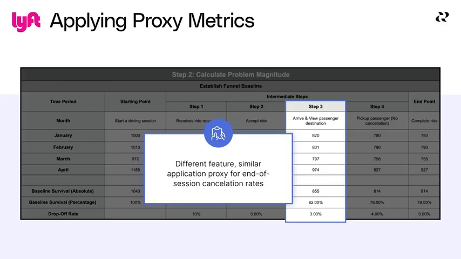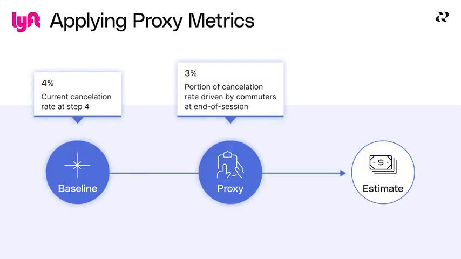Step 3 in the Lyft driver funnel, Arrive and View Passenger Destination, was actually a recently developed feature. This feature showed drivers the destination of their passenger once they arrived at the pickup spot, but before the passenger got in the car and started the ride. When the team evaluated the performance of this feature, they observed a 3% increase in cancellations before the passenger was picked up. In other words, while the old cancellation rate had been 1%, this feature increased that rate to 4%.